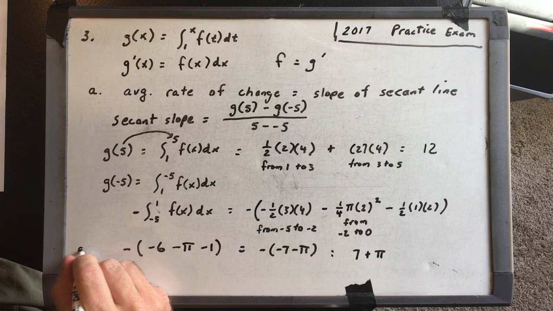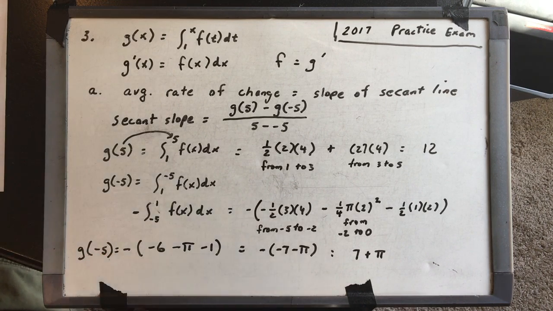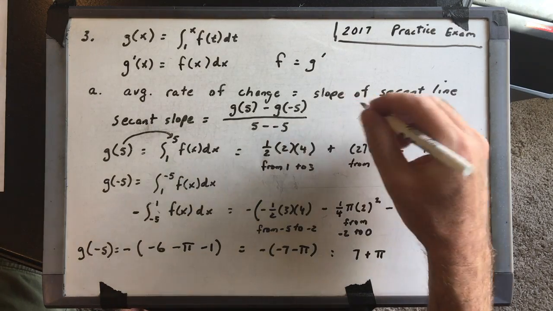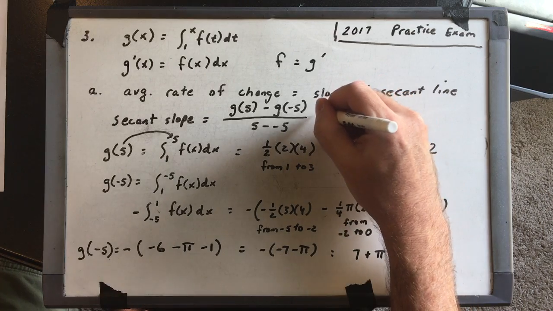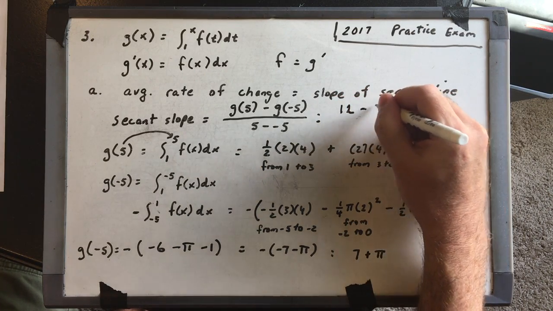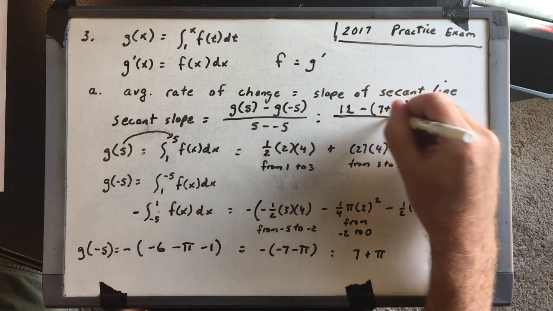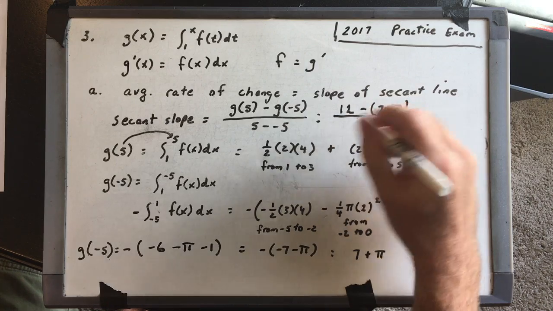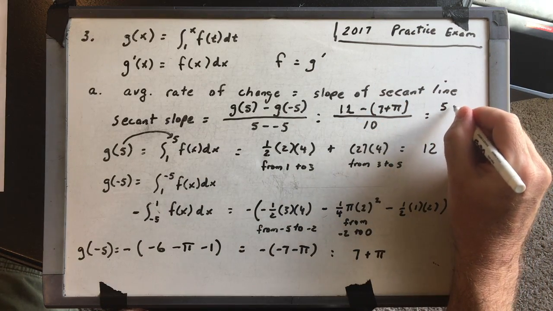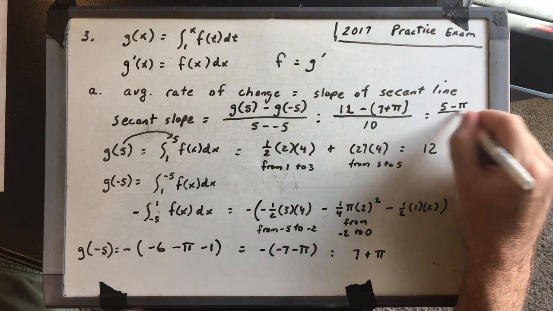So g of -5 is equal to 7 plus pi. So to get the secant slope, now we can plug the numbers in. 12 minus 7 plus pi over 10. 5 minus -5 is 10. So that's going to be 5 minus pi over 10, right?